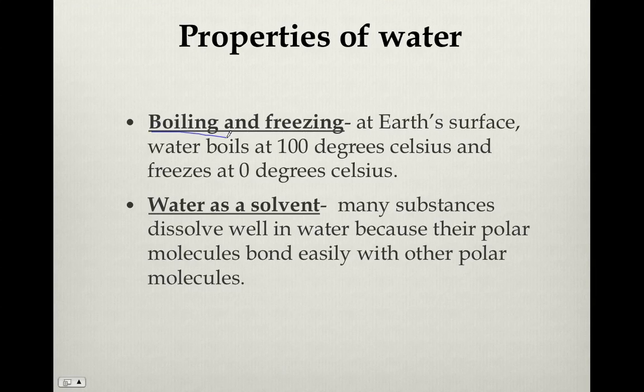Water also has a high boiling point and freezing point, so it has unique properties in boiling and freezing points. Water boils at 100 degrees Celsius and it freezes at 0 degrees Celsius. This is important because if water boiled at a much lower temperature, then in most places on the Earth's surface it wouldn't be a liquid, but rather would be a gas. So it's important that water has a high boiling point. That way it stays as a liquid in most places on Earth.